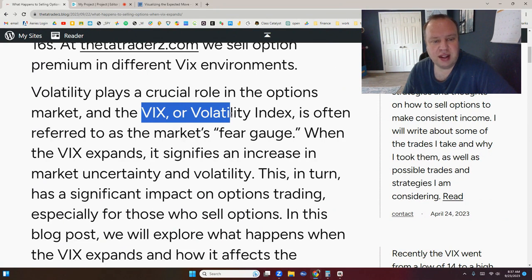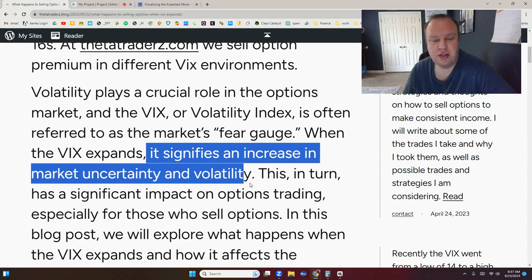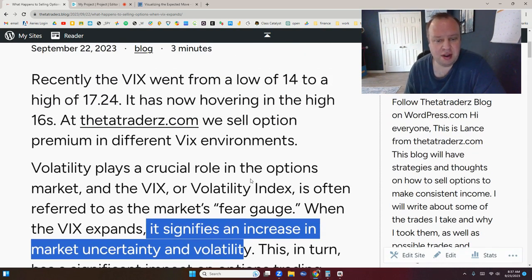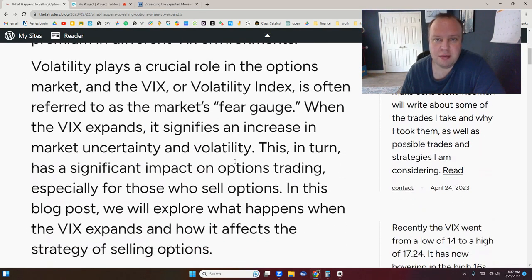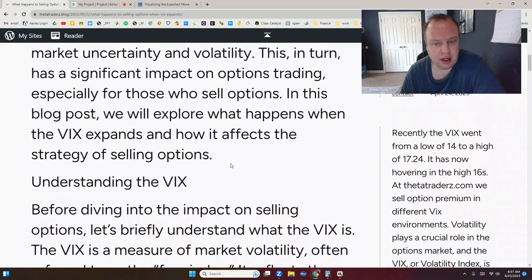So VIX has to do with volatility, and it's the fear gauge. When the VIX is really high or expands, it shows an increase in uncertainty and volatility. We actually want to take advantage of this uncertainty with the volatility because typically it's overexaggerated, and a lot of times the VIX will decrease over time once you have an expansion. Now, we're not at a huge expansion when it hits 17, but it still could possibly drop very quickly.